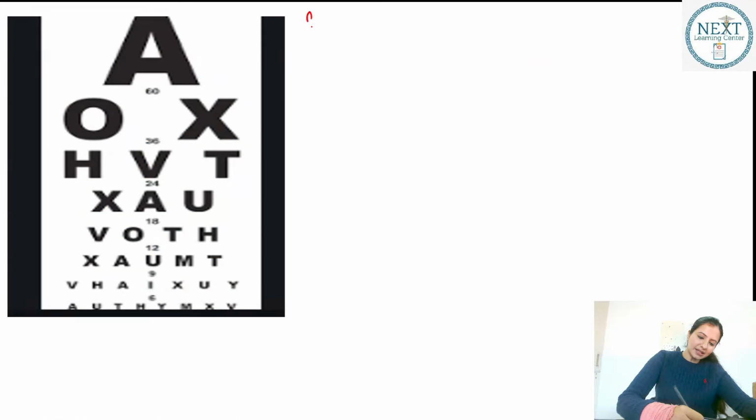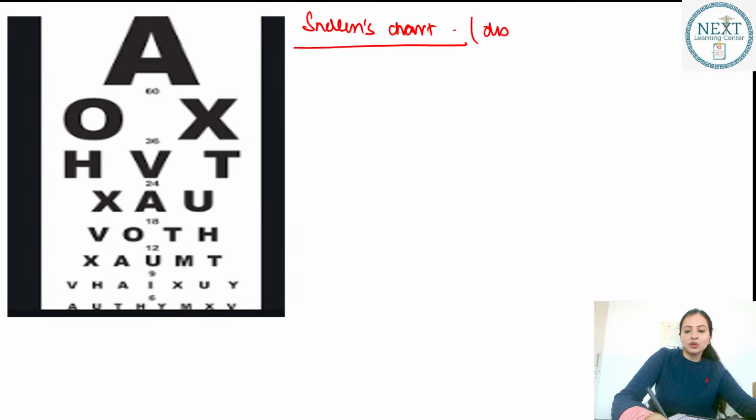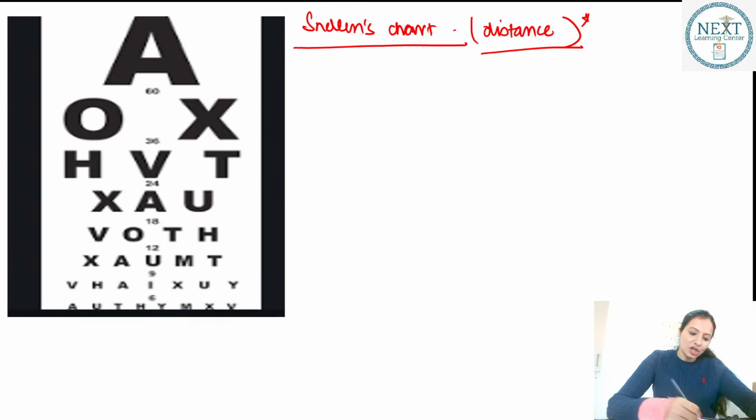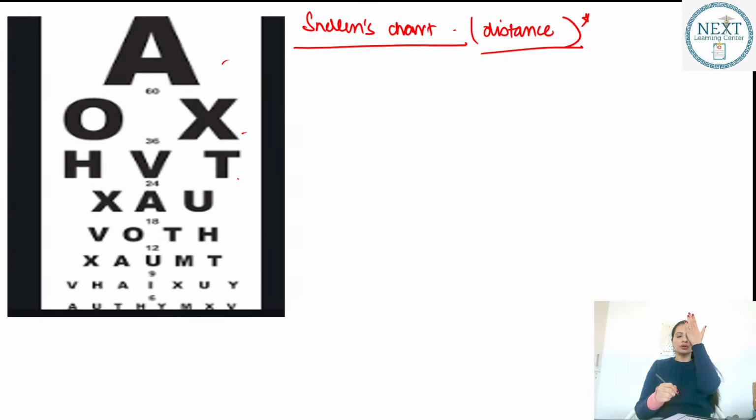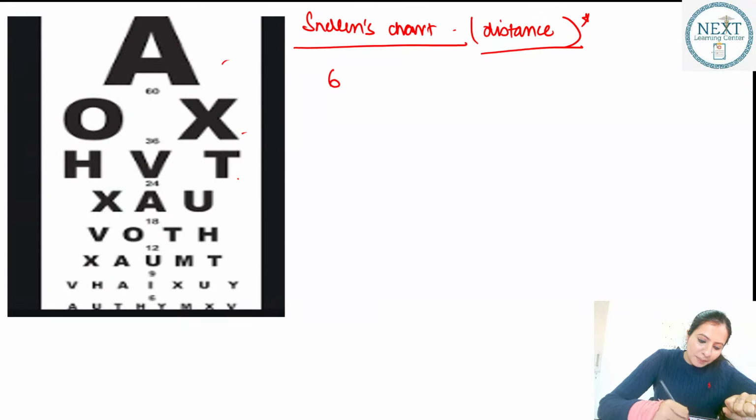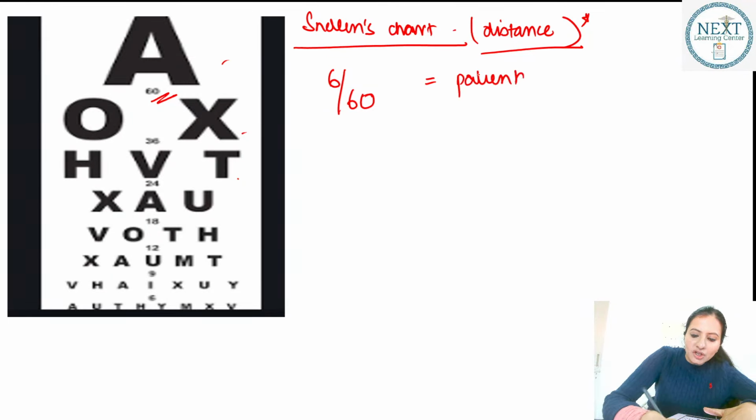Now what is this? This is your Snellen's chart, a Snellen's distance chart. Basically it is used to look at the visual acuity for distance. It has multiple lines. What we do is ask the patient to close one eye and start reading from top to bottom. Suppose the patient reads the first line, we will write it as 6 by 60. So what does the numerator stand for? It will tell you the patient's value.